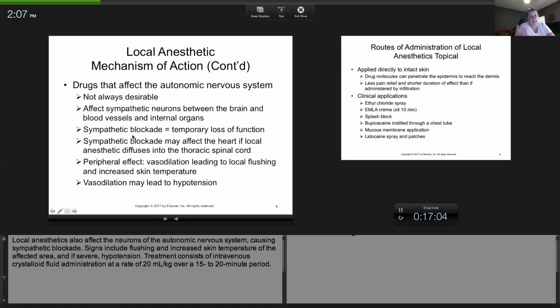Remember, the sympathetic is your fight and flight. I want to block nerves. I don't want to necessarily block the actions of the sympathetic system. Again, sometimes this is due to how we give it or where we give it.